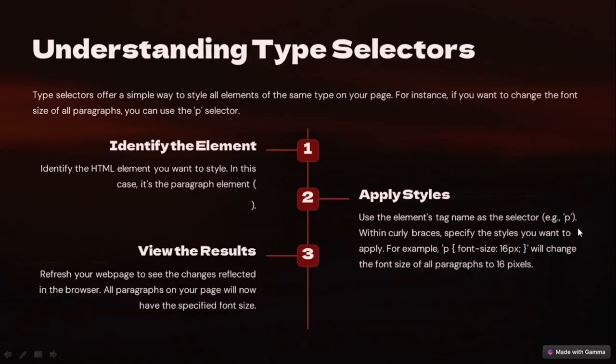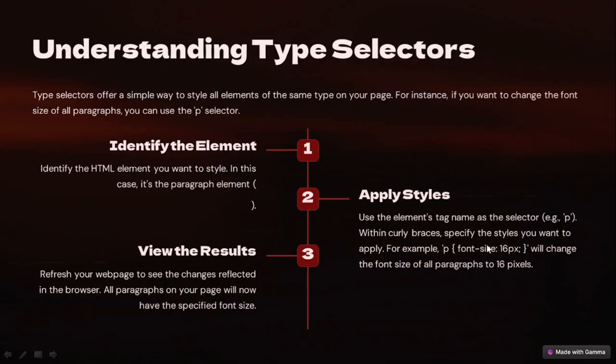First thing you have to do is identify the element. Identify the HTML element you want to style. In this case, it is the paragraph element. That's from the example we just made. Number 2, apply the style. Now using the element tag name as the selector, which is the P, within curly braces like we just did, specify the styles you want to apply.